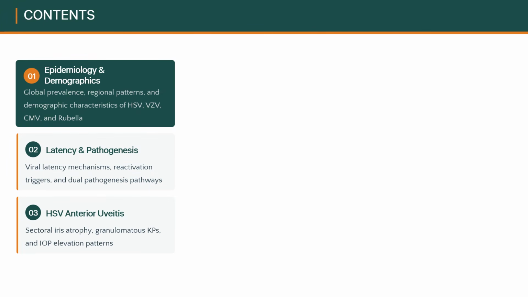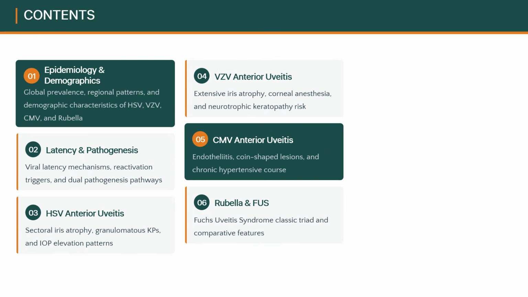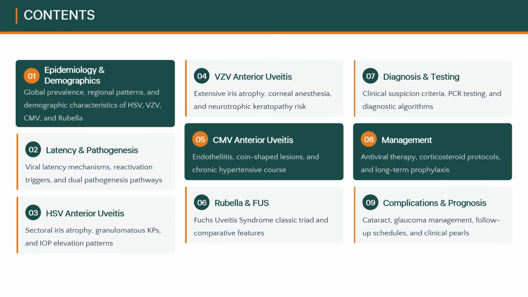In this lecture, we will discuss the detailed epidemiology of viral uveitis and discuss the principle of latency and understand the pathogenesis of the anterior uveitis caused by these viruses. And we will study in detail the four main viruses, the herpes simplex and zoster, cytomegalovirus and rubella virus as causes of viral uveitis. And then we will discuss the laboratory investigation and the confirmation of the diagnosis, and finally briefly about the management and some of the complications.